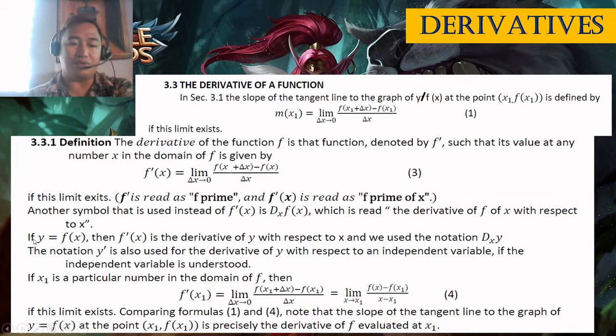Now, it can also be used in place of f prime of x. If y is equal to f of x, then f prime of x is the derivative of y with respect to x, and we use the notation D sub x y. If f of x is equal to y, then the derivative of y becomes D sub x y. So this is the derivative of y with respect to x.